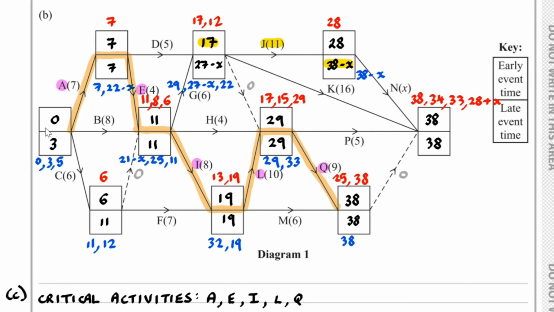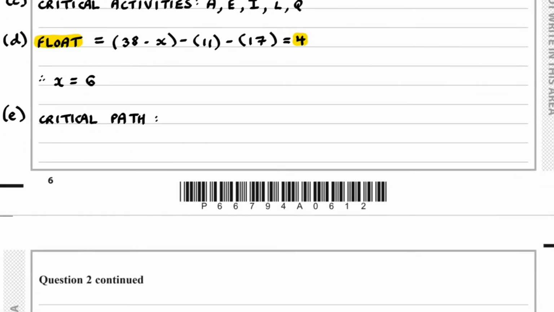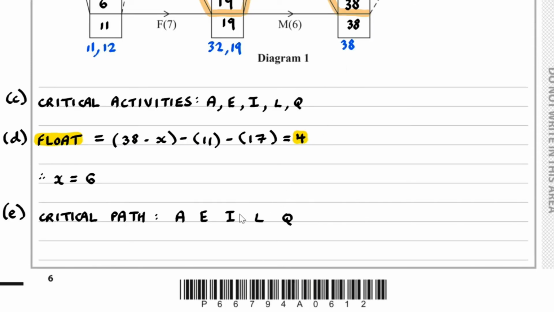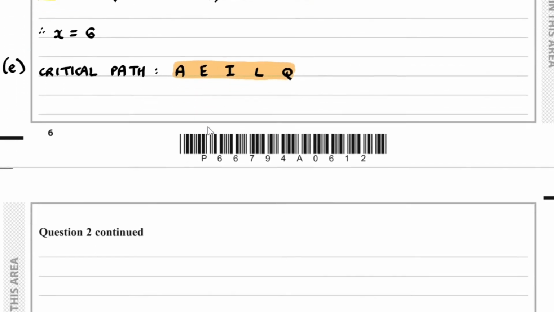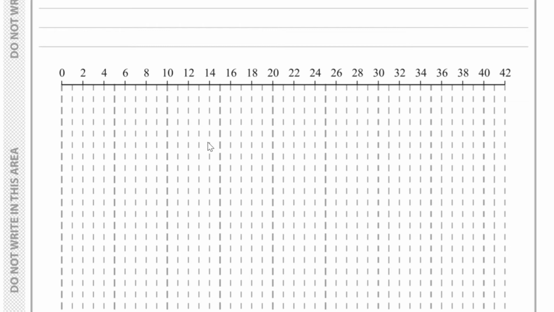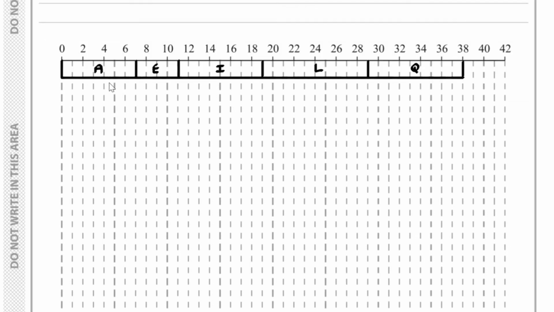And so, knowing that we've got 0 float times, we can state that for the critical path we have A, E, I, L, Q. This is our critical path. So now what we can do is add this critical path to our diagram here. So here I have added the critical activities A, E, I, L, Q.